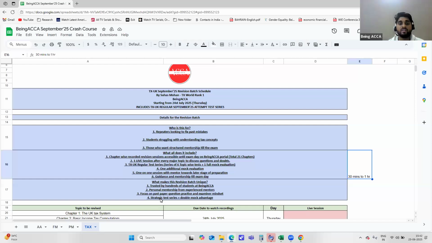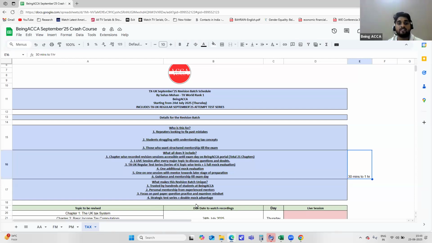And next, we will focus on past paper questions. Though we know that for tax, the values and all might be different from the past papers, we'll try to understand how the concepts appear in the past papers. And that is what we will be basing our foundations on.